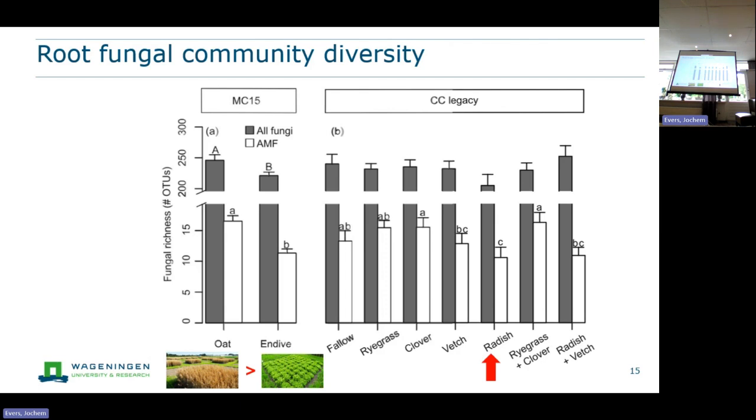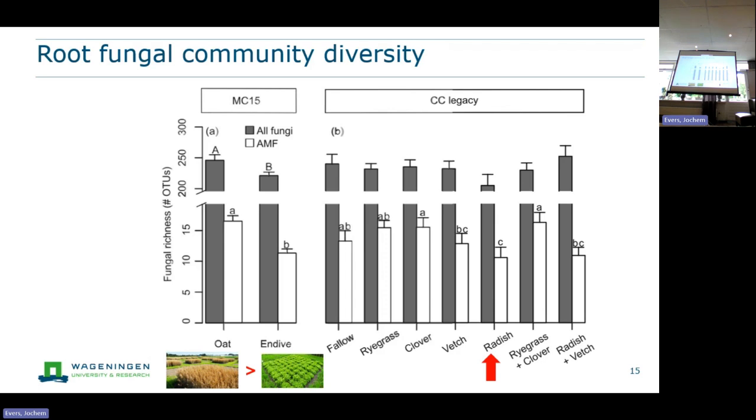Then if we look at the diversity in relation to the cover crop legacy, we find, especially for the amount of mycorrhiza in the roots of endive and oats, that when they grow after radish, we have a lower diversity of mycorrhiza ending up in the roots of our main crops. So there is some suppressive effect of the radish compared to the fallow in terms of the diversity of mycorrhiza we get in our next main crop. So some suppressive effect there.